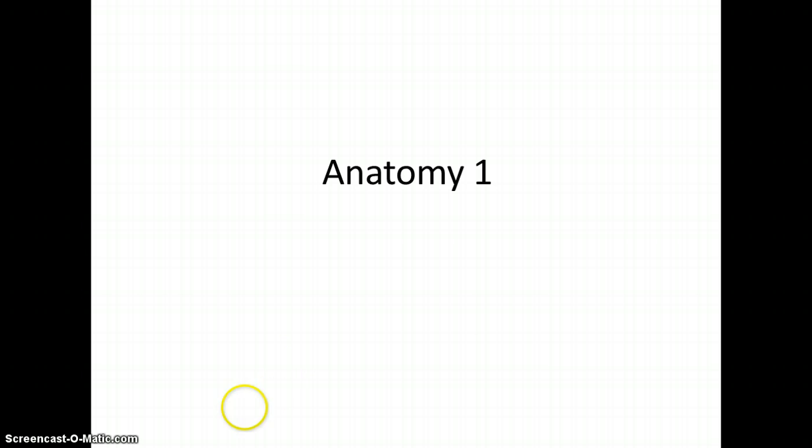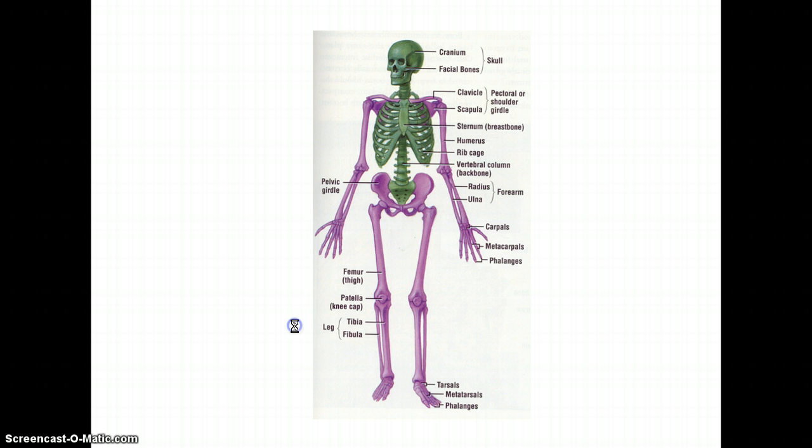How is the skeletal system divided? The skeletal system is divided into 2 parts, the axial skeleton and the appendicular skeleton. The axial skeleton contains the cranium, the ribs, the sternum, and the vertebrae, all in green here. The function of these bones is not only to provide support and structure, but for the protection of vital organs.